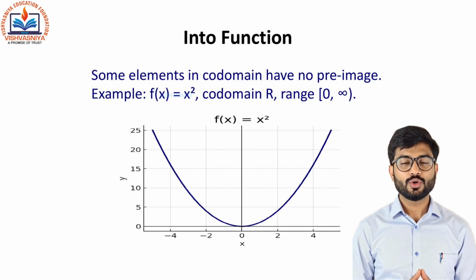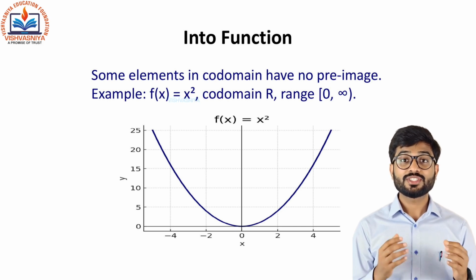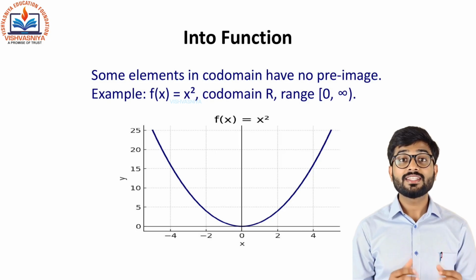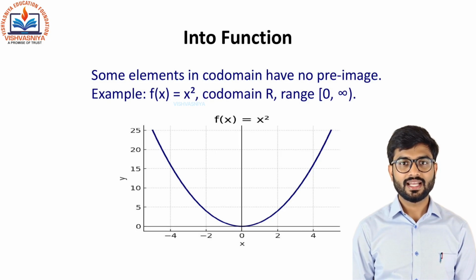If there are some elements in the codomain that do not have any preimage in the domain, the function is called into. Example, f(x) = x squared, domain real numbers, codomain real numbers. Here, negative values like -1 or -4 have no preimage because the square of any real number is never negative. Hence, it is an into function.